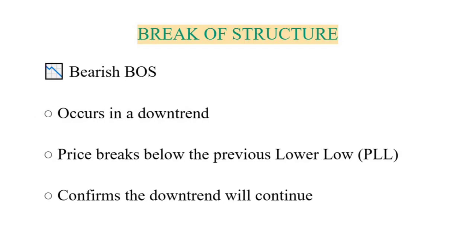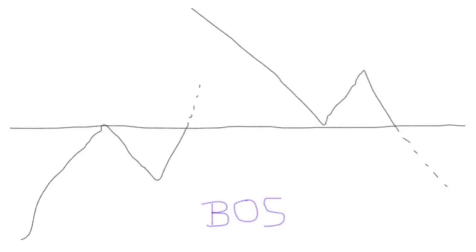Bearish BOS occurs in a downtrend. Price breaks below the previous lower low, PLL, confirms the downtrend will continue. Put simply, BOS equals the trend is still alive. Technically, BOS shows that momentum is still in the direction of the trend. Psychologically, it tells us the dominant side is still in control.